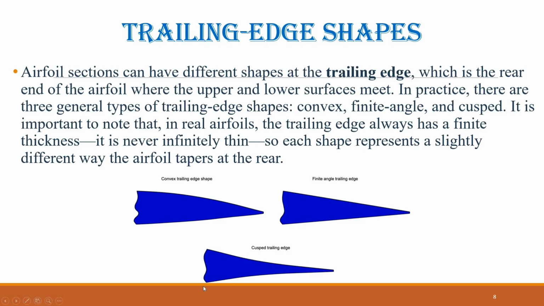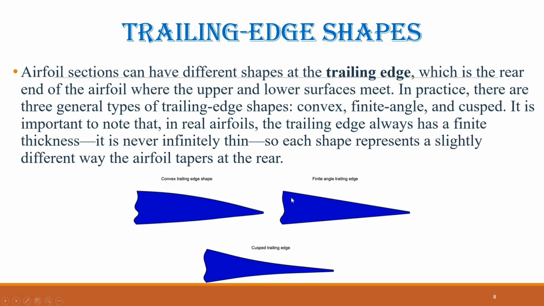A cusped trailing edge, on the other hand, comes to a sharp, pointed tip. This type is less commonly used and is typically reserved for specialized airfoils where precise control of airflow and delayed flow separation are critical.